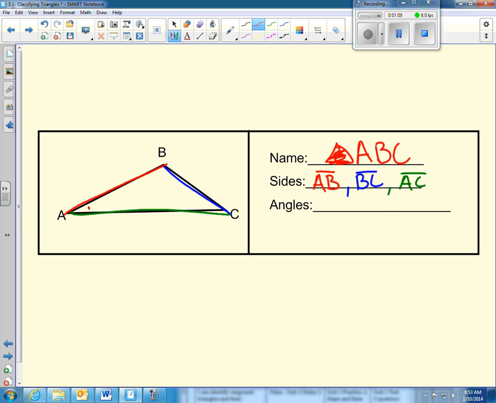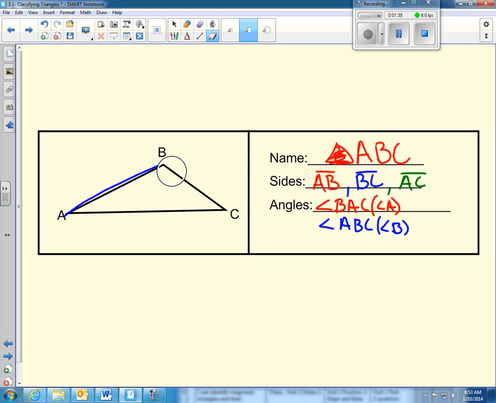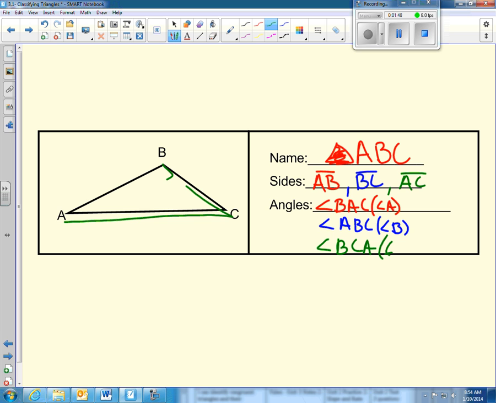We also have angles. We have this angle here. Remember, we name angles by 3 letters, so we can say BAC, or we can call it just by the 1 letter if it's obvious, like here it's obvious that that's angle A. Okay, let's look at our next one. We could have ABC, and there our B is our vertex, so we could also name it by the vertex. And then last, we have BCA. And there we could also name it angle C, because C is our vertex.